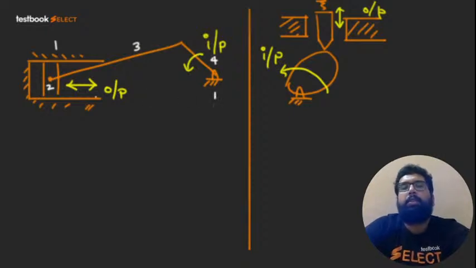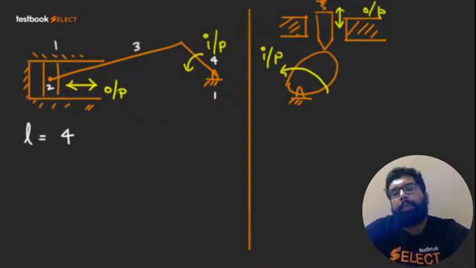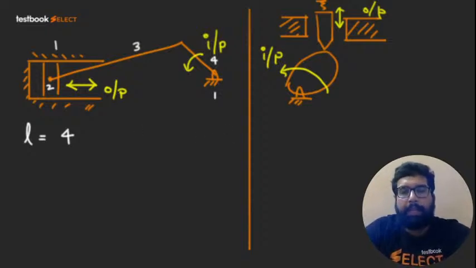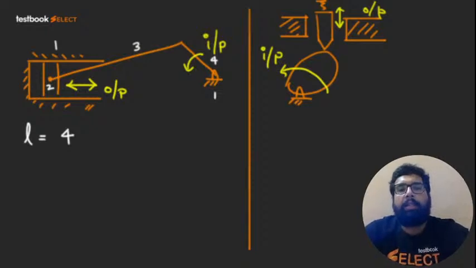In the last session we understood how we can judge the links. So the number of links here is 4. Now, how many pairs can I see from here? Can you tell me?